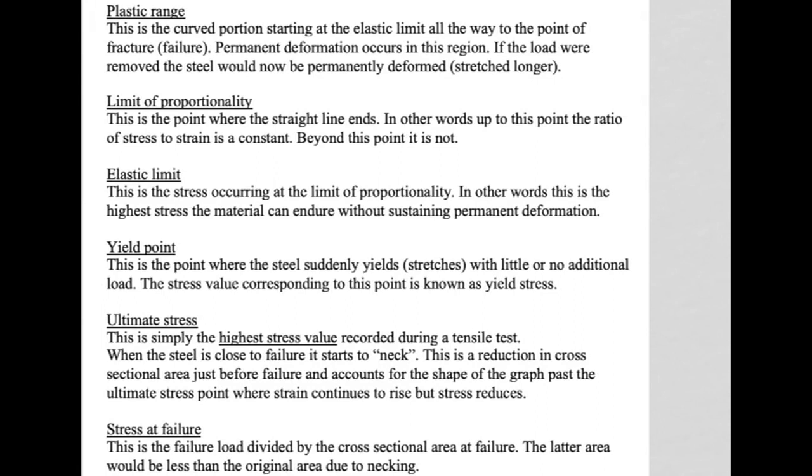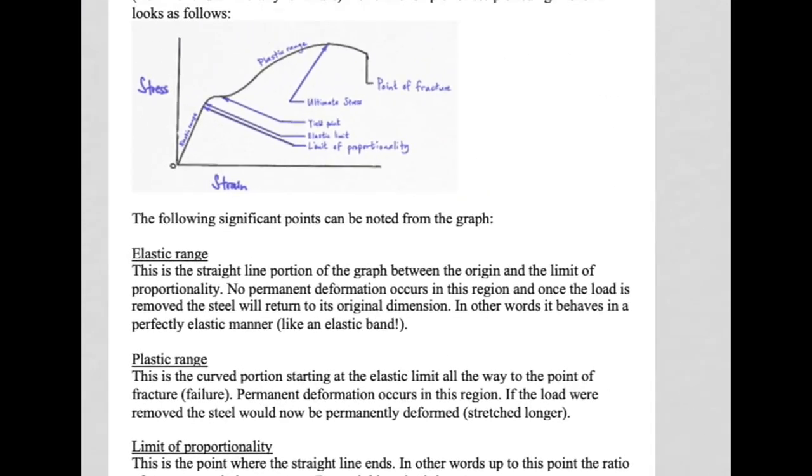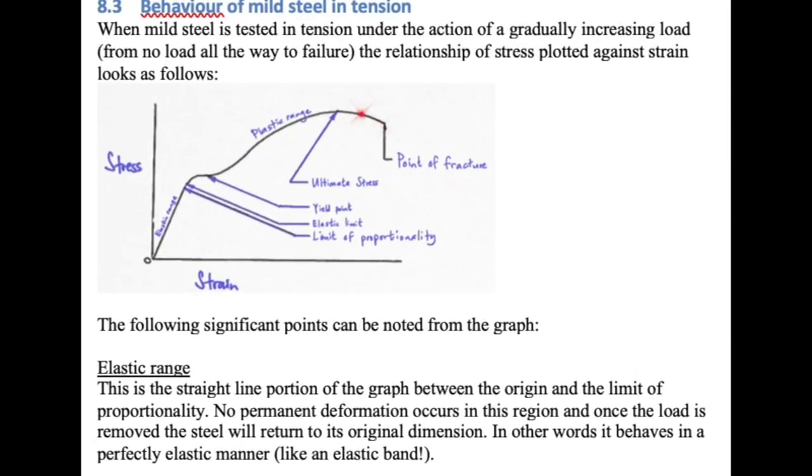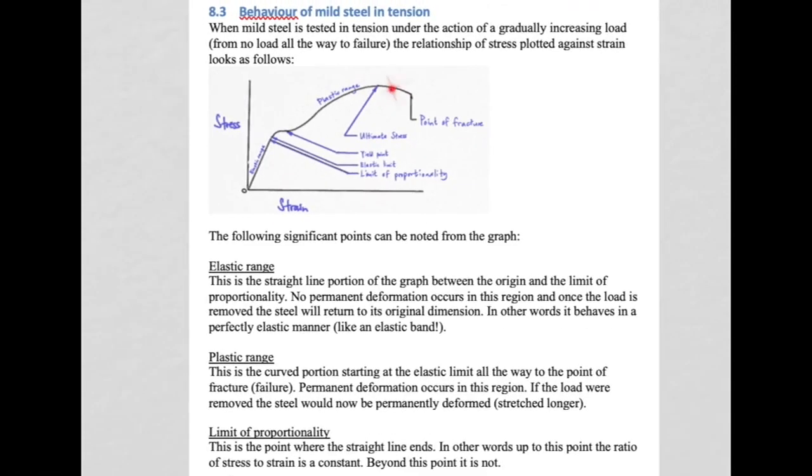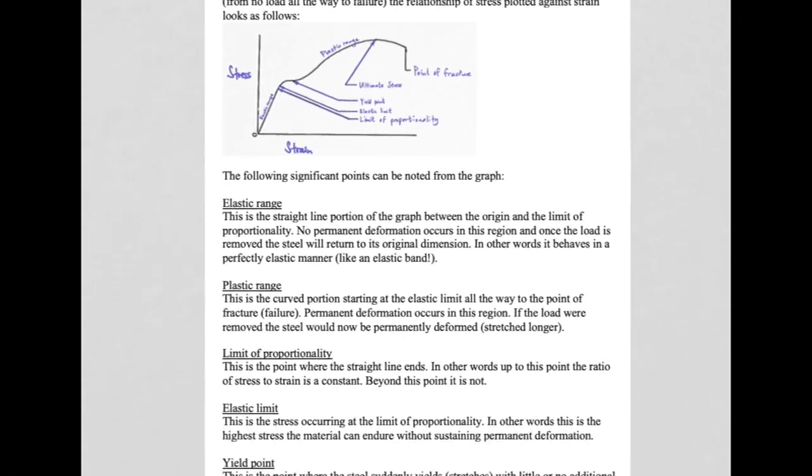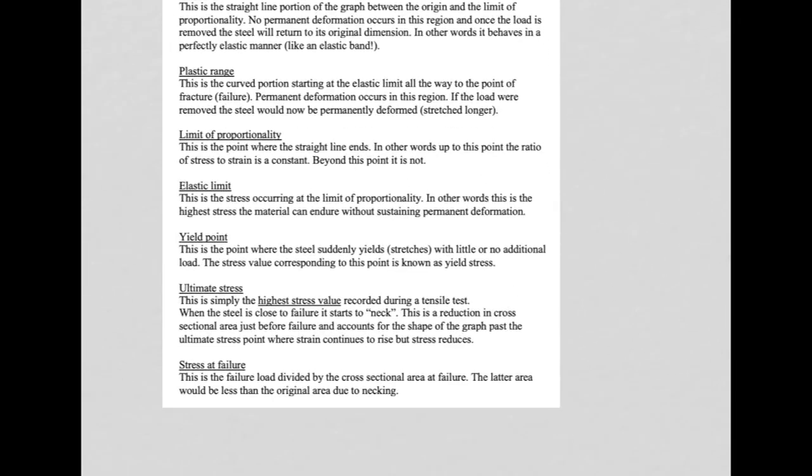Now, that little video that you watched, you saw the necking of the material during the test. Okay, so let's read this. When the steel is close to failure, it starts to neck. This is a reduction in cross-sectional area just before failure and accounts for the shape of the graph past the ultimate stress point where strain continues to rise but stress reduces. Alright, so that explains this dip in the graph that we have over here. Okay, it's a little bit academic because we certainly are not going to be designing components that operate in this area, but it's important that we understand what it is.